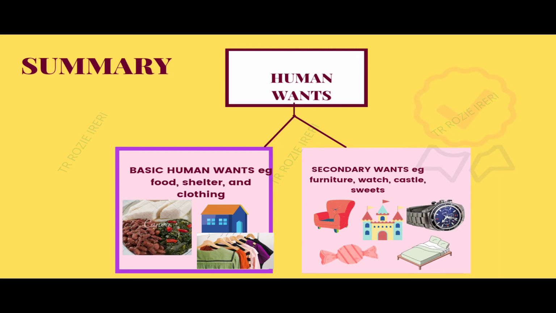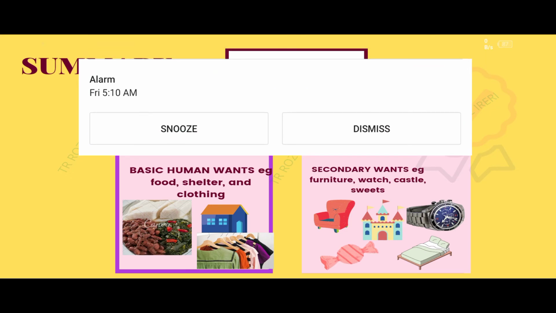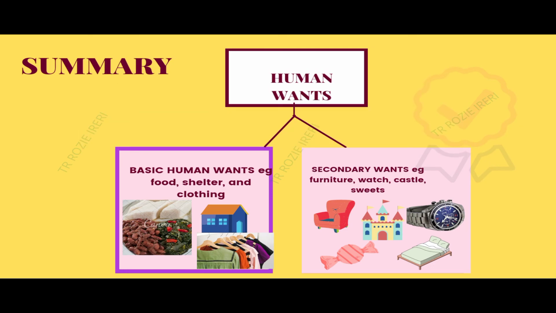Finally, let's look at the summary of our lesson today. We have basic wants and secondary wants. Basic wants are those we cannot live without, for instance food, shelter, and clothing; we need them to survive. Secondary wants, on the other side, are needed for comfort, for instance furniture, watch, castle, suites. We require them to make our life more comfortable.